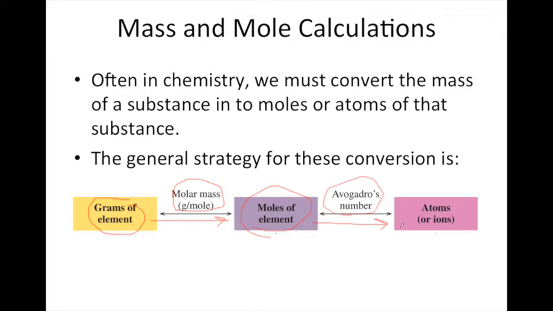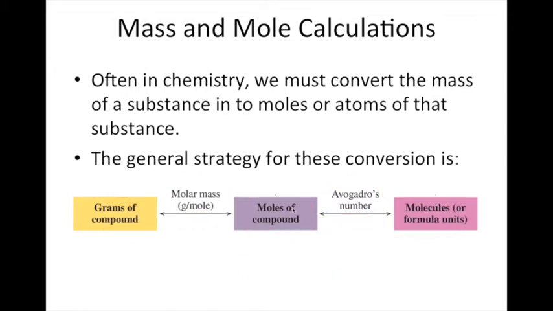number. Now we can also go in reverse. We can go from atoms to moles and then from moles to grams. The only thing we can't do is go directly from grams to atoms or vice versa. So generally when we convert from grams to atoms or anything, we generally have to go through moles. Now this strategy follows whether we're talking about atoms or elements, or whether we're talking about compounds.